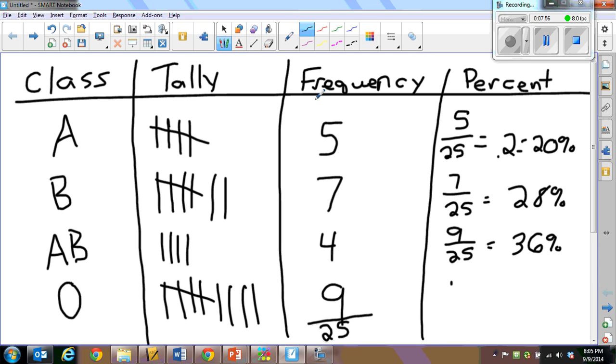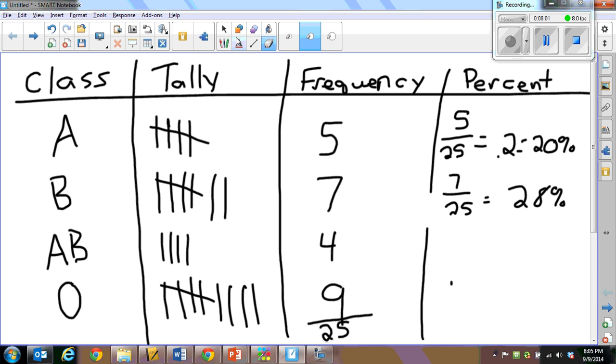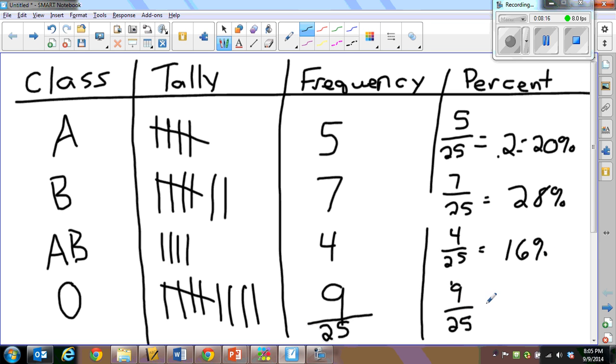Whoa. Screwed this one up. I looked at the wrong spot. This one's 4 out of 25, which would be about 16%. This one's 9 out of 25, which is 36%. Okay, so that is a categorical frequency distribution, and that is what you will be doing for 1 in class.